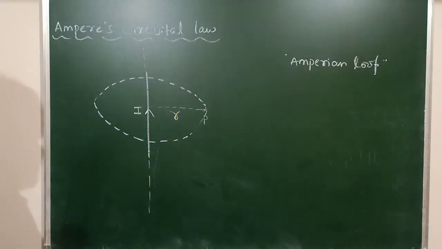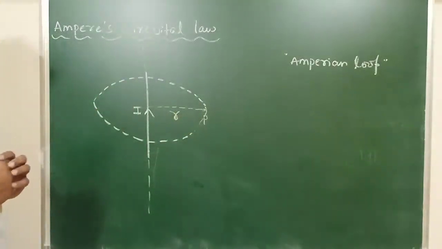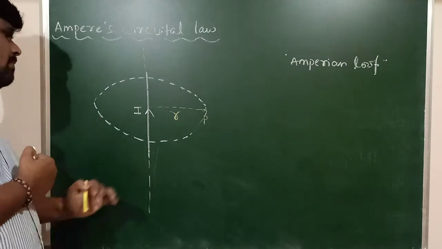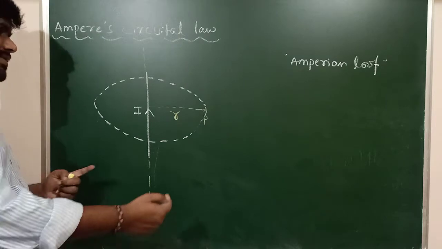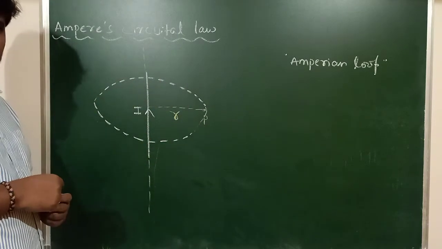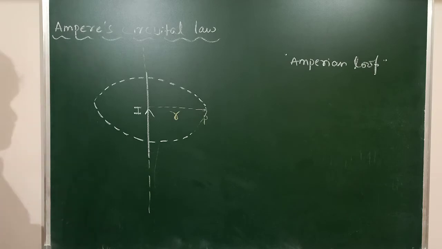What does that mean? All the points of this loop are at the same distance from our current carrying conductor. Same distance around the current carrying conductor. Let us divide this Amperian loop into a number of small segments.